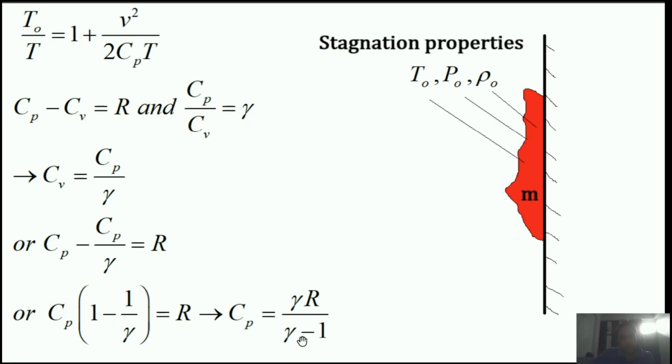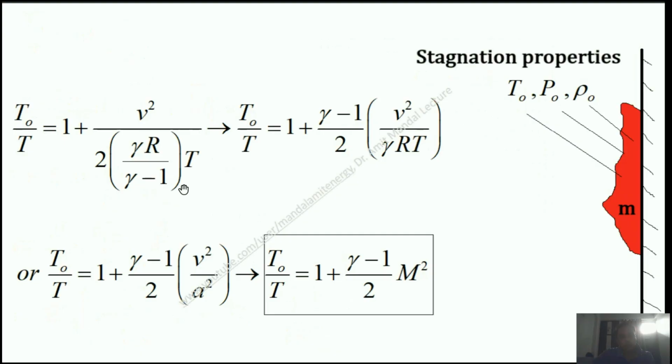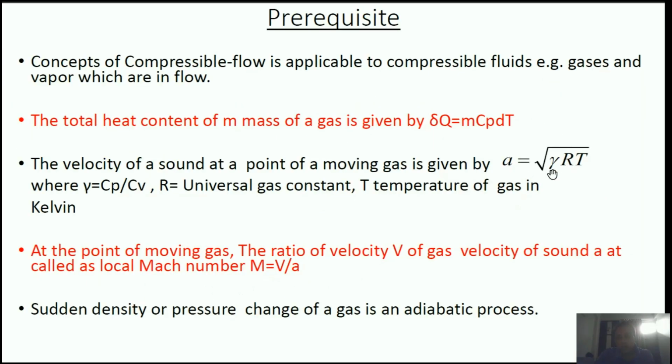Now, if I keep this value of Cp in this equation, in place of Cp I have kept gamma R upon gamma minus 1. What changes can take place? This gamma minus 1 will go upstairs, so gamma minus 1 upon 2, and in the denominator gamma R T will be there, and in the numerator V square. This is the change in the expression. Furthermore, we know that root gamma R T is the velocity of sound A. Here there is no root, so this will be the sound's velocity square, A square. So in place of gamma R T, I can write A square, since A equals root gamma R T.